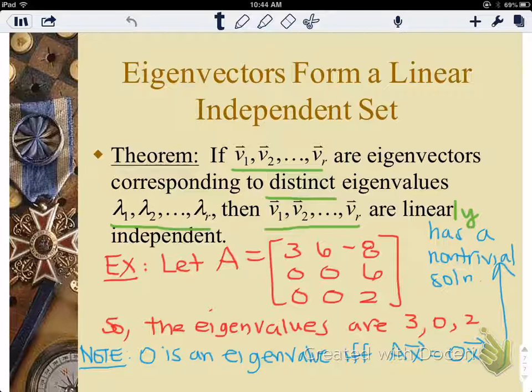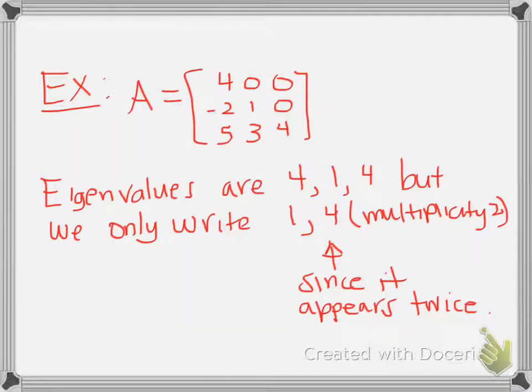Okay, and so here we have an example here that, so A is this matrix, and it's upper triangular again. And so the eigenvalues are the ones along the diagonal, 3, 0, 2. And so 0 is an eigenvalue if and only if Ax equals 0x has a non-trivial solution. And again, you might want to just stop and think about, well, why does that have to be the case?